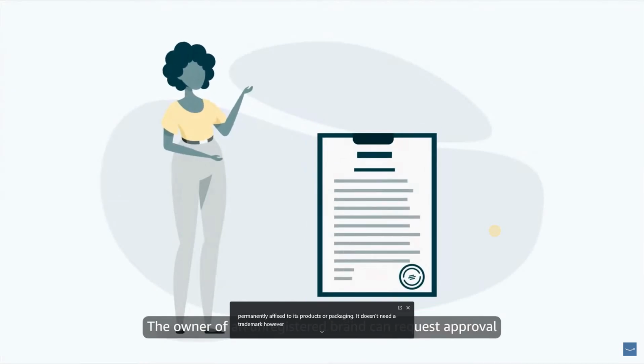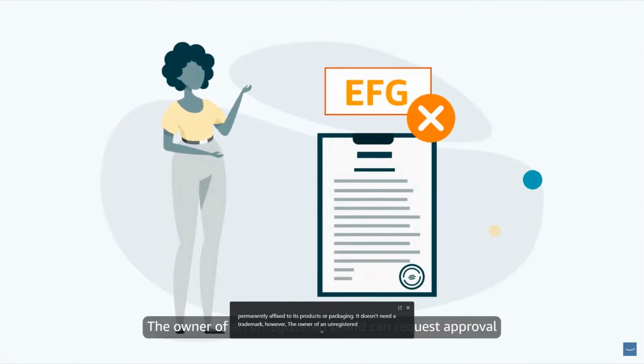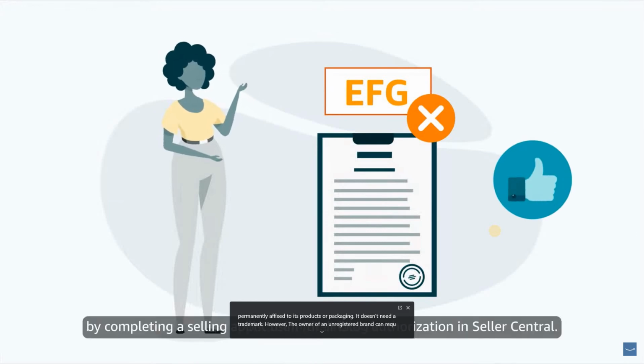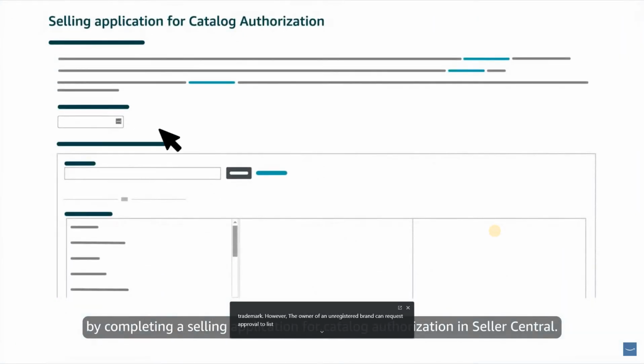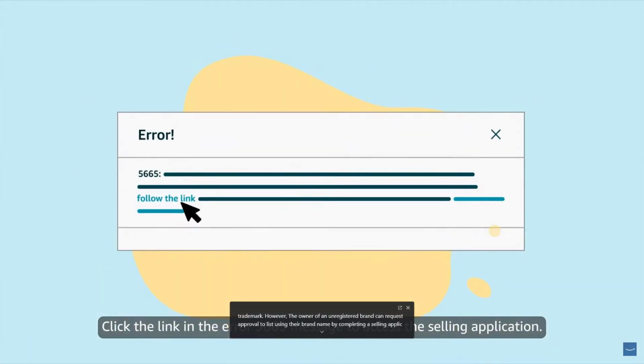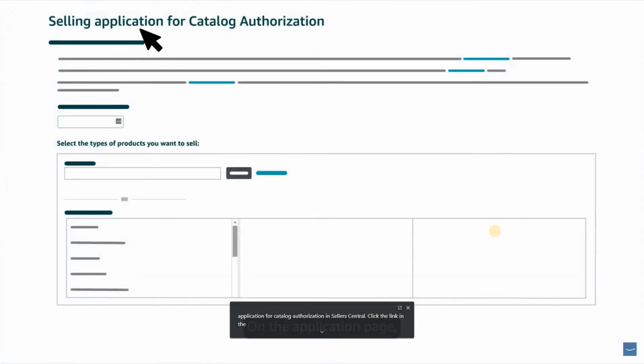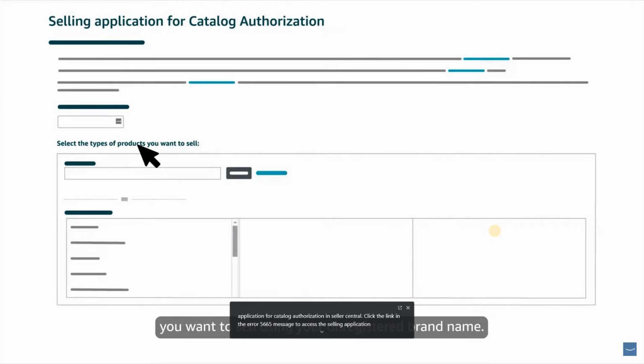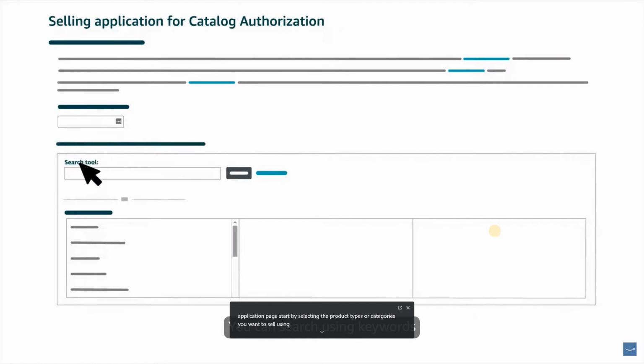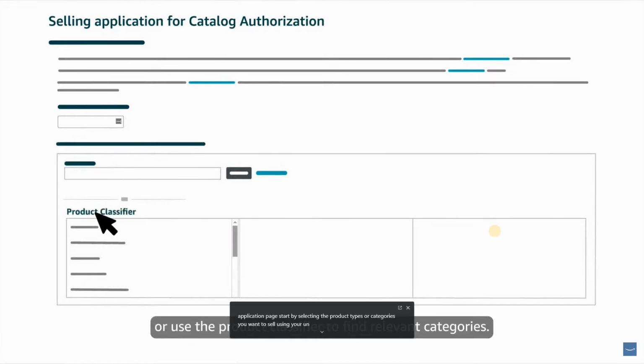The owner of an unregistered brand can request approval to list using their brand name by completing a selling application for catalog authorization in Seller Central. Click the link in the error 5665 message to access the selling application. On the application page, start by selecting the product types or categories you want to sell using your unregistered brand name. You can search using keywords or use the product classifier to find relevant categories.